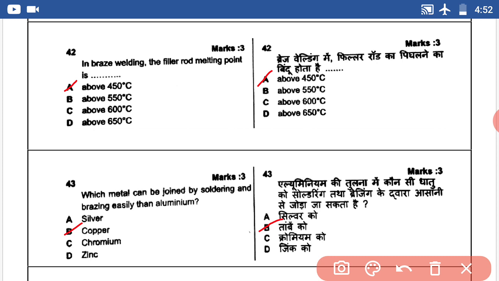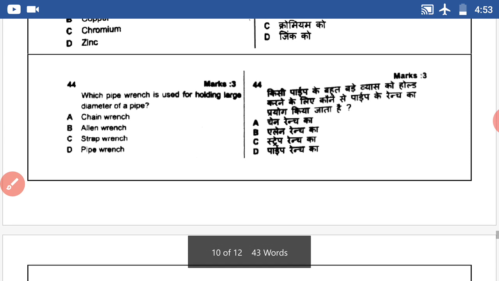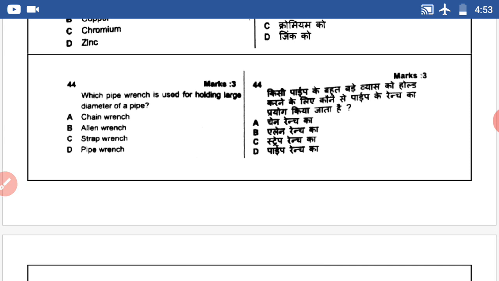Question number 44. Which pipe wrench is used for holding a large diameter pipe? A large diameter pipe is held by a chain wrench. The answer is chain wrench. Answer A.